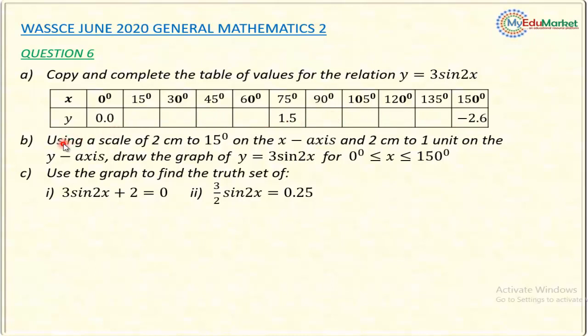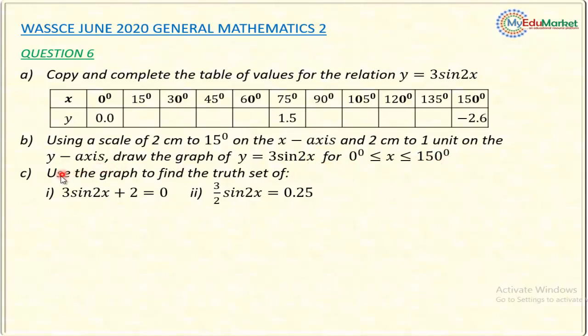After that, question number B says: using a scale of 2 centimeters to 15 degrees on the x-axis and 2 centimeters to 1 unit on the y-axis, draw the graph of y equals 3 sine 2x for the range of values of x from 0 to 150 degrees.